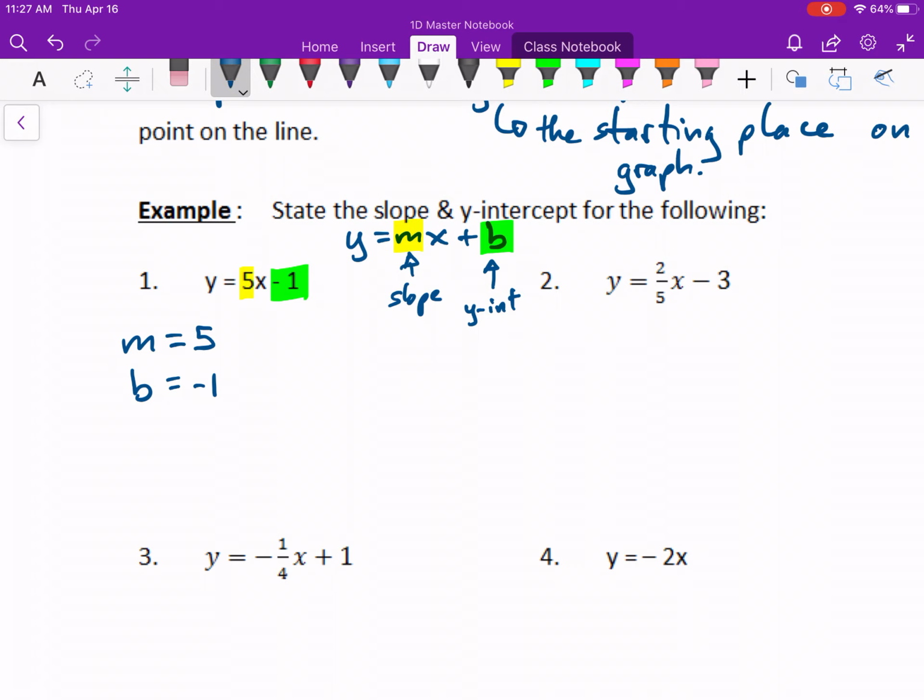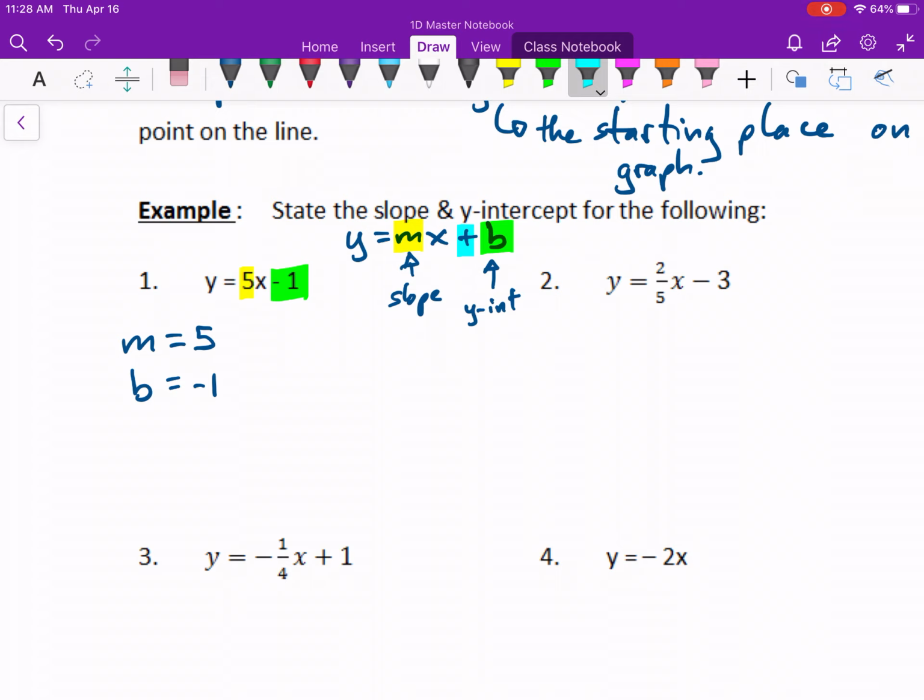Notice how it's -1. The reason why it's -1 is because this formula is y equals mx plus b. So the formula involves a plus sign. If you look at the first example, it's 5x minus 1. The only way that I could switch from a plus sign in the general formula to a minus, as in -1, is if I think of my b as being a value of -1. So that negative sign there is part of the y-intercept.